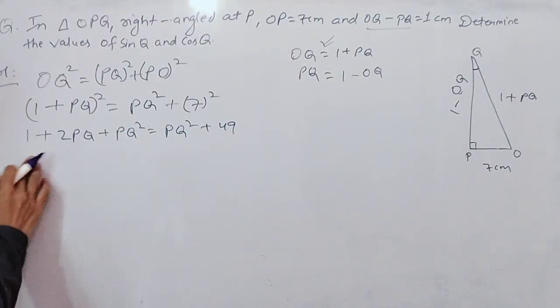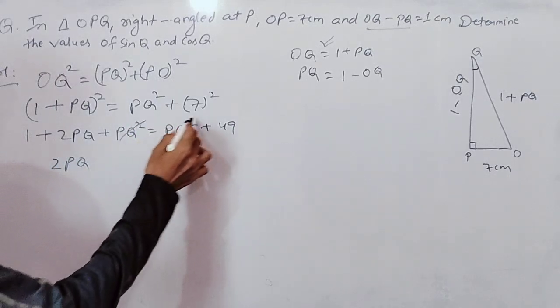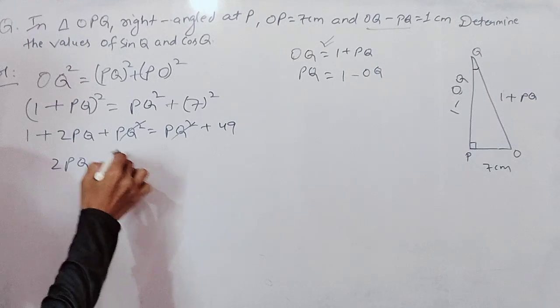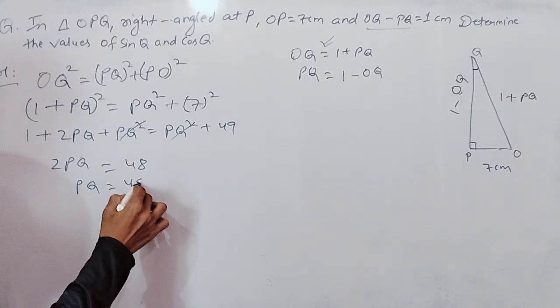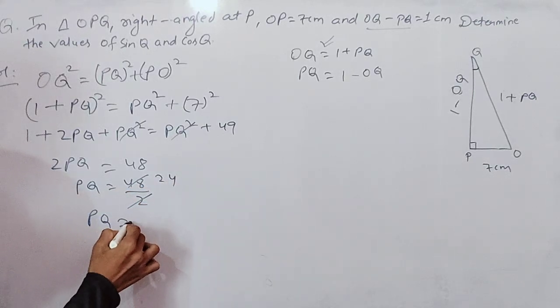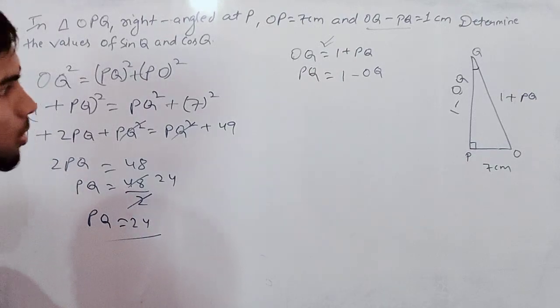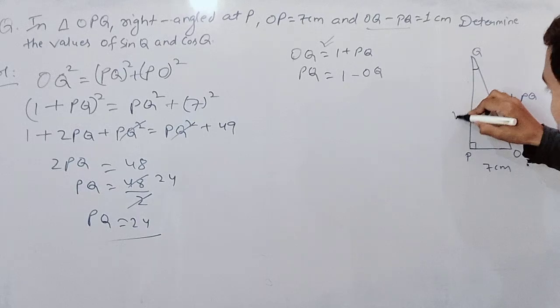Now here, 2 PQ will cancel, and here 49 minus 48. PQ came as 48 upon 2, which is 24. PQ came as 24. Where is the PQ? PQ is this. This came as 24.